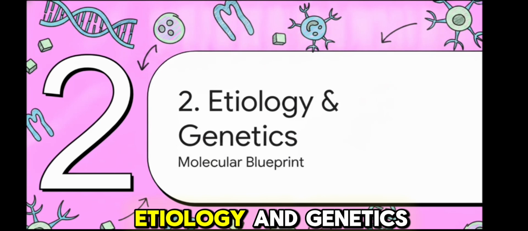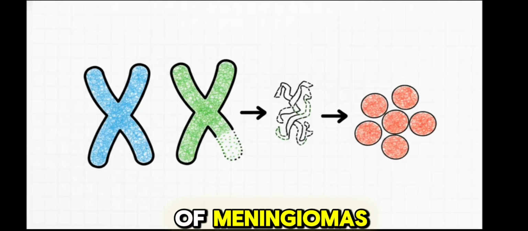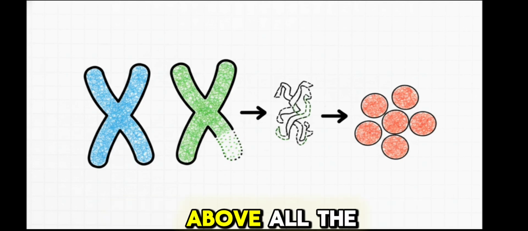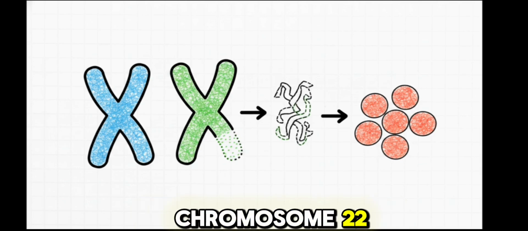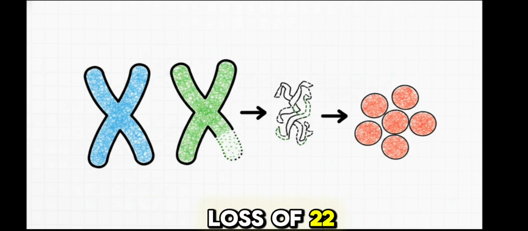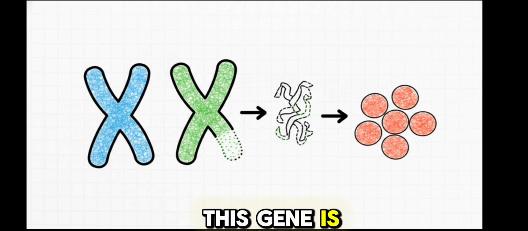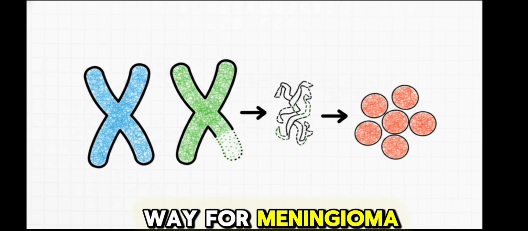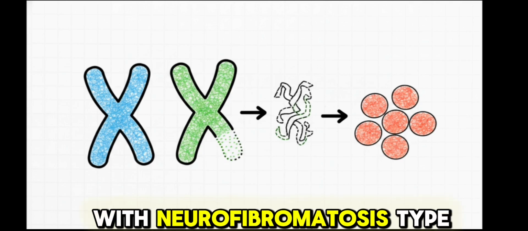Section 2. Etiology and genetics, the molecular blueprint. When we look at the genetics of meningiomas, one abnormality towers above all the rest, accounting for more than half of all cases. We're talking about the monosomy of chromosome 22, specifically an allelic loss of 22q12.2. So why does this matter? Well, this specific locus encodes the NF2 gene. The product of this gene is a protein called merlin, or schwannomin. When this gene is defective or missing, the lack of this crucial protein simply paves the way for meningioma formation, which is exactly why multiple meningiomas are heavily associated with neurofibromatosis type 2.